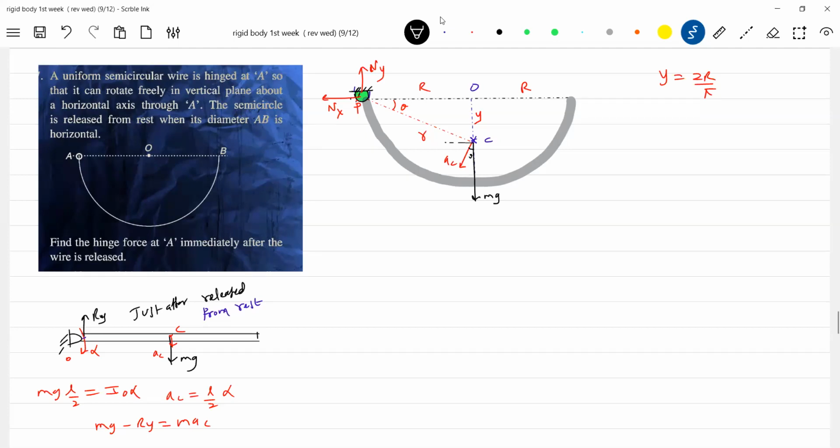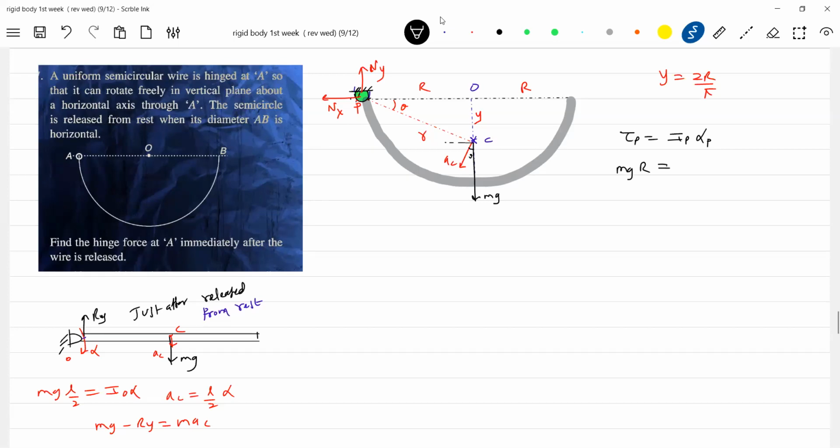Then we'll write the equation for torque about point P. First let me start with the torque one. Torque about point P should be equal to I_P into alpha_P. What is the torque about point P? mg into r, because Nx and Ny will intersect the axis of rotation. So mg into r should be equal to I_P alpha_P.